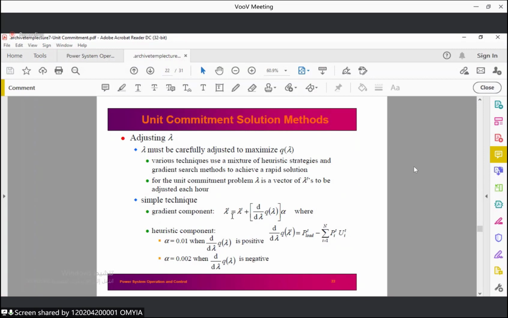The gradient component: lambda(t) equals lambda(t) plus alpha times the first derivative of q(lambda). Alpha is a constant and has 2 values. When the first derivative of q(lambda) is positive, alpha equals 0.01, and when the derivative of q(lambda) is negative, alpha equals 0.02.